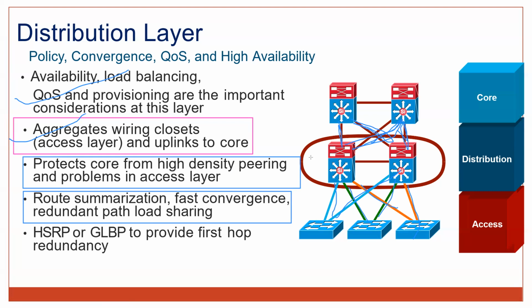Okay, why are we suppressing the prefixes? Just to protect our core layer routing table. Then it has different types of load balancing methodologies as well. Somewhere we are using GLBP, somewhere HSRP. In our lab, the big lab, we'll go and configure HSRP and VRRP. We'll see that later on.